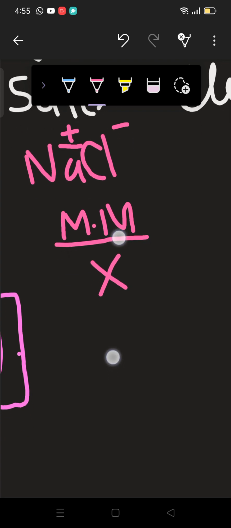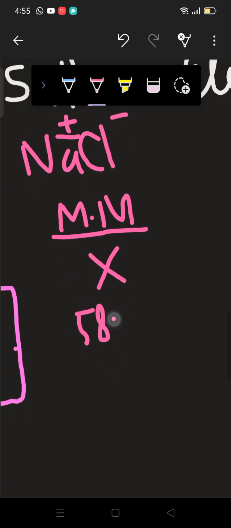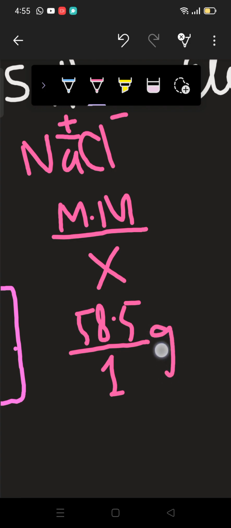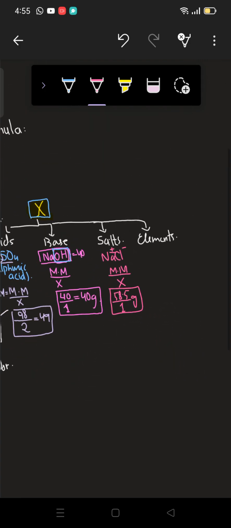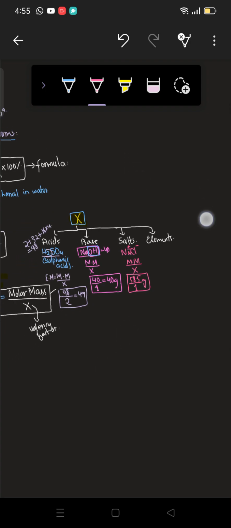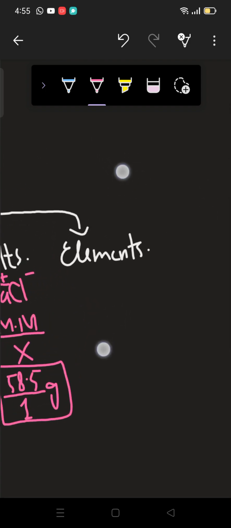So NaCl has 58.5 mass, right? And X is here 1, of course. So the equivalent mass for it is 58.5 gram, right? Now let's talk about the elements.